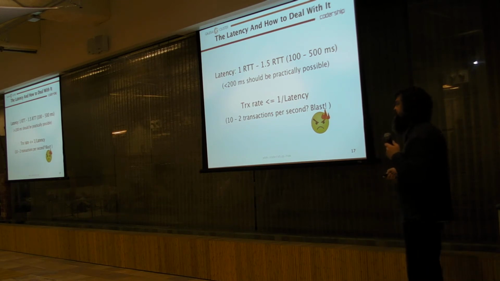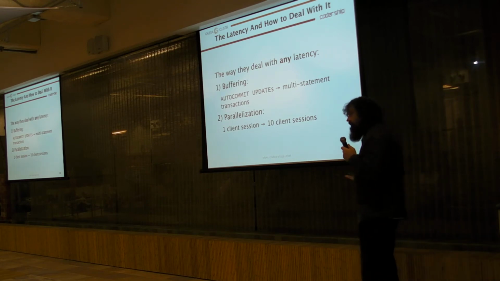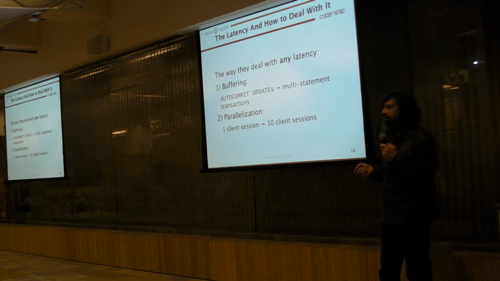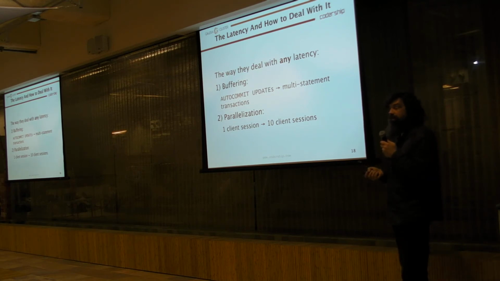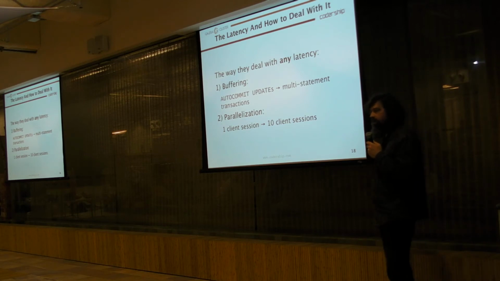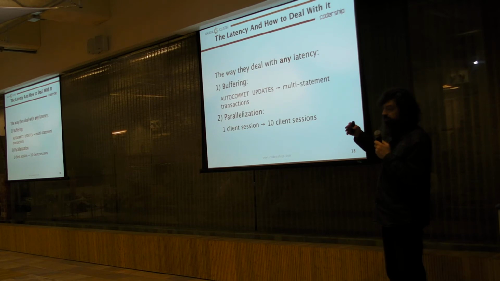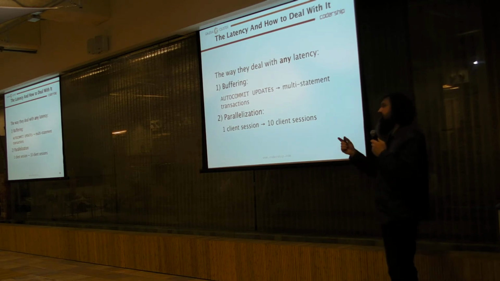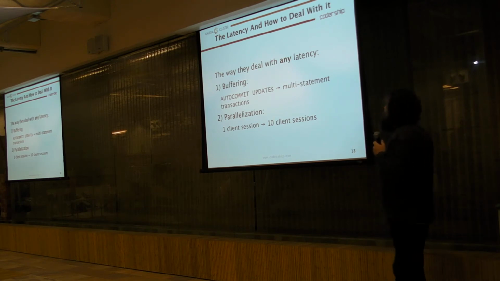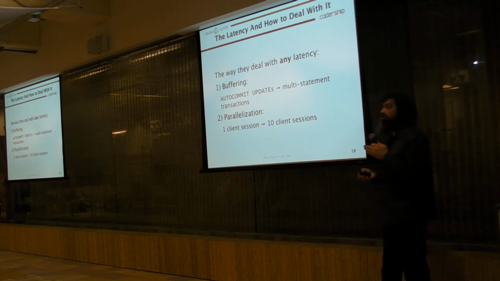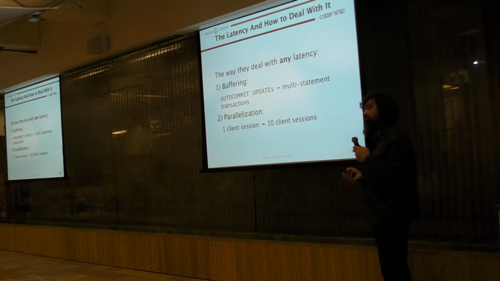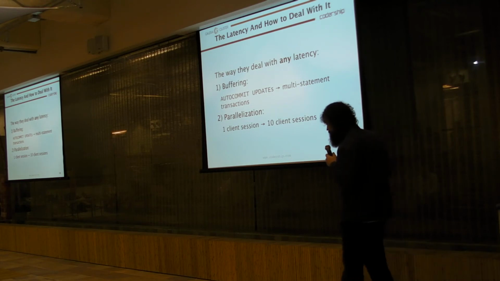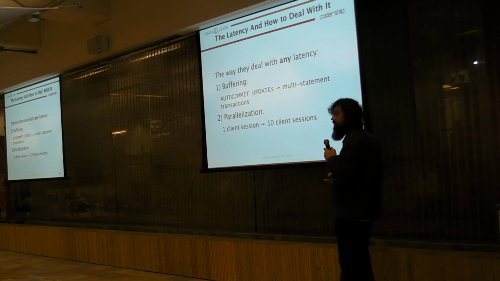How can we deal with these latencies? Well, the usual way they deal with latencies anywhere. There are two traditional ways, buffering and parallelization. For example, in hardware, there is a huge latency of accessing random RAM from the CPU. So what does it do? It doesn't read a single cell. It reads pages. And so what we can do in our case, instead of auto-commit updates, is group them into multi-statement transactions. The more you can group, the less times you need to replicate, so you win. The more data you can update per unit time.